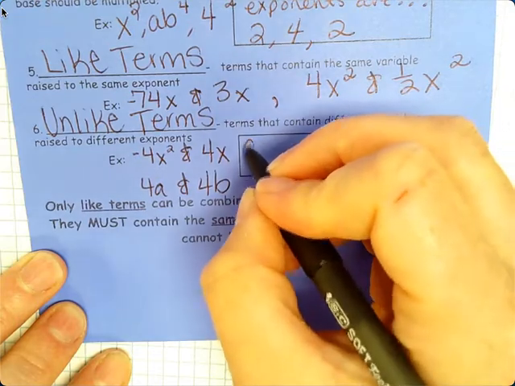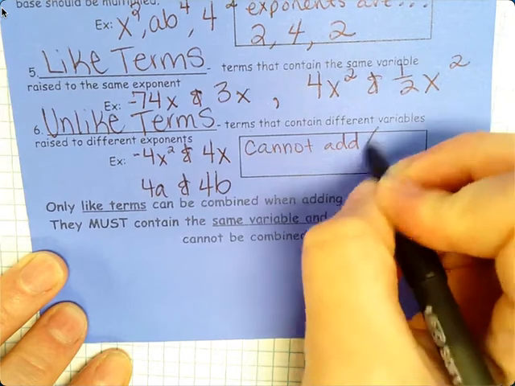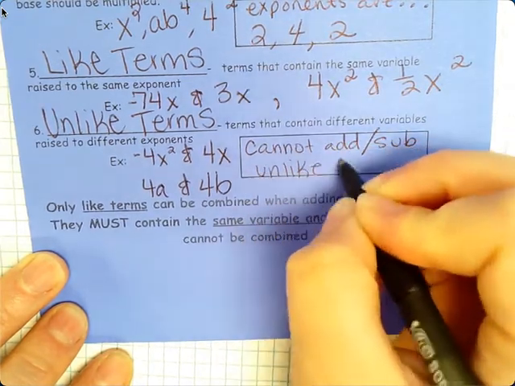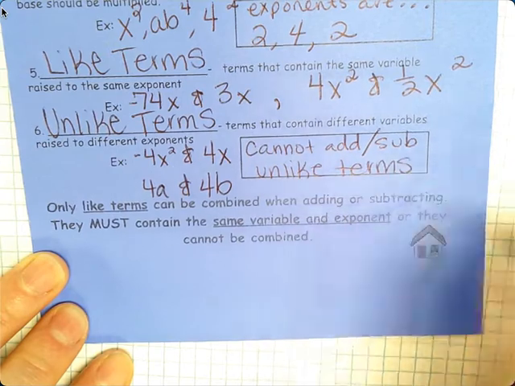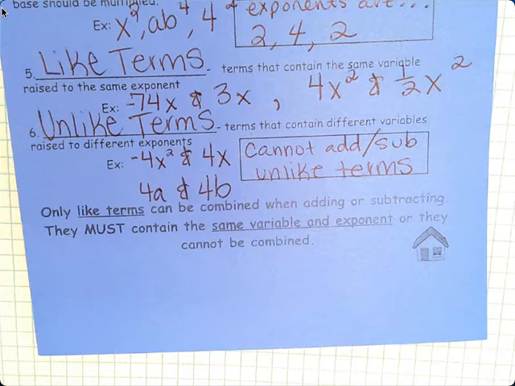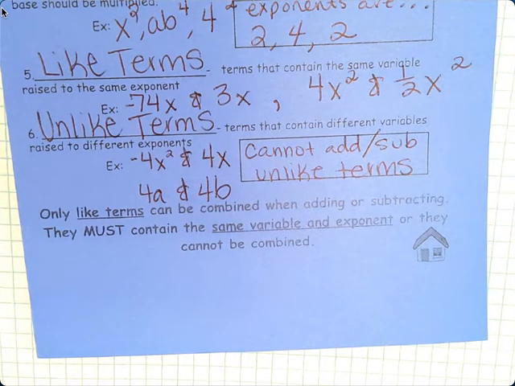So out here, we're going to put, you cannot add or subtract unlike terms. Only like terms can be combined when adding or subtracting. They must contain the same variable and exponent, or they cannot be combined.